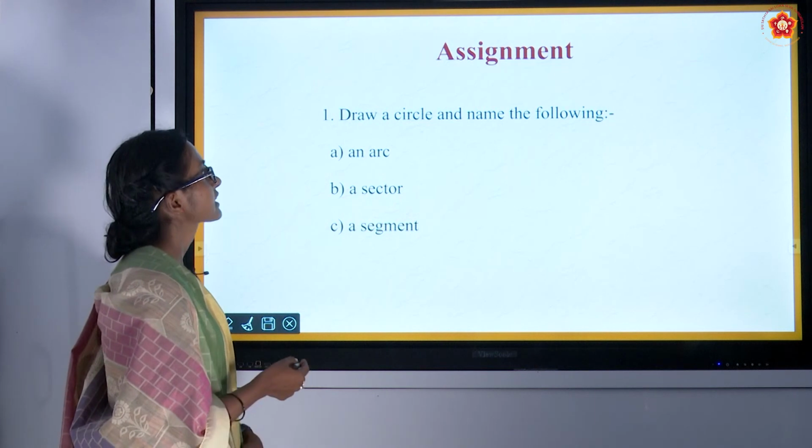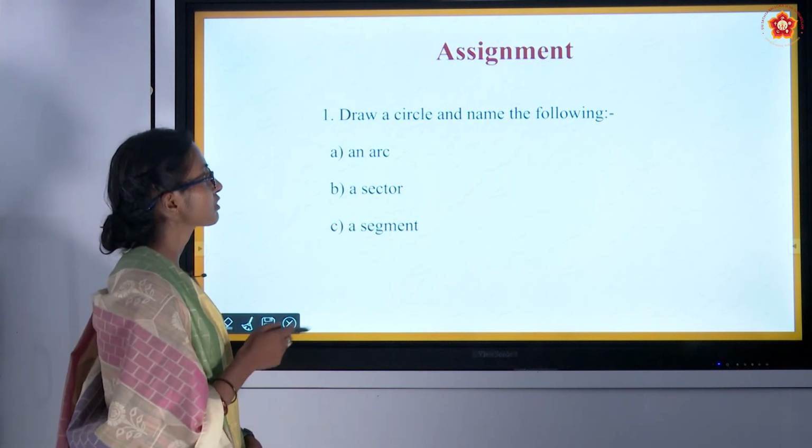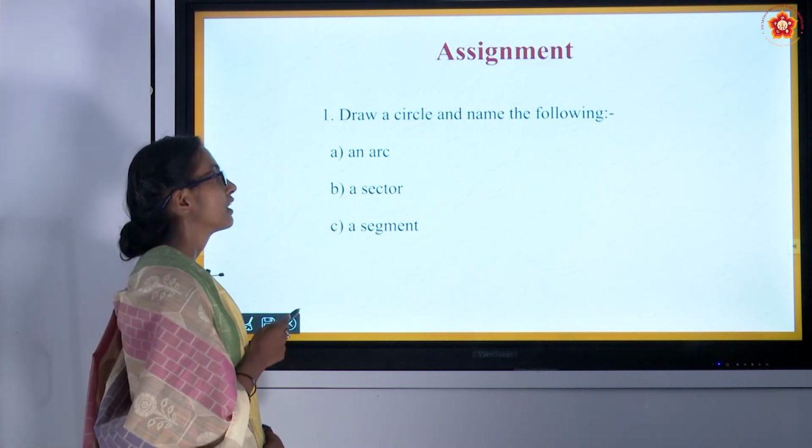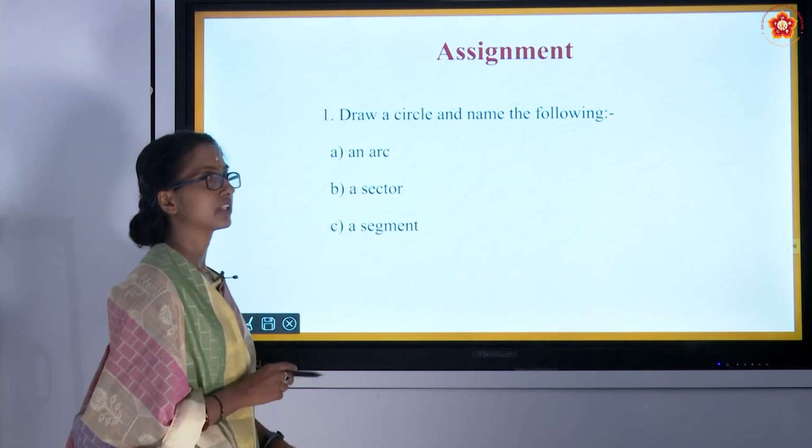So, solve some assignment. Draw a circle and name the following. An arc, a sector, a segment.